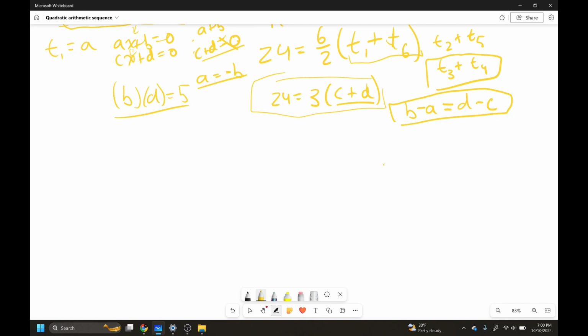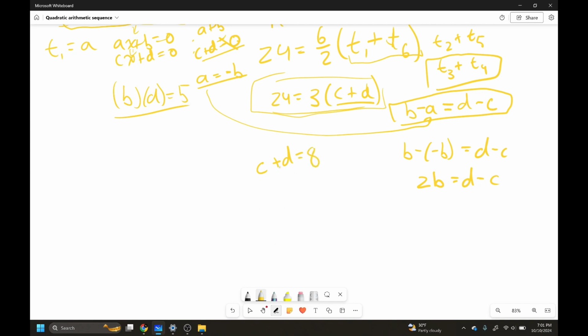We know a is equal to negative b. Let's substitute this over here, and we get b minus b is equal to d minus c. Oops, that's not right. Negative b minus b, so 2b is equal to d minus c. Alright, great. And then what we can do is simplify this over here. 24 is equal to 3 times c plus d, by just dividing by 3 on both sides, and we know c plus d is equal to 8.